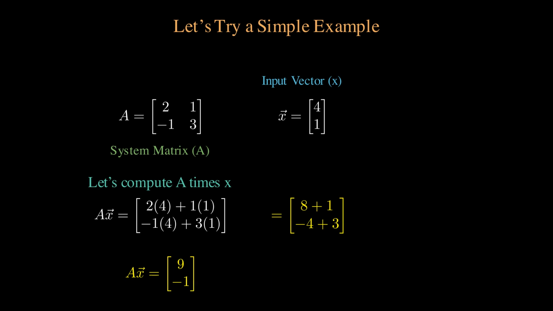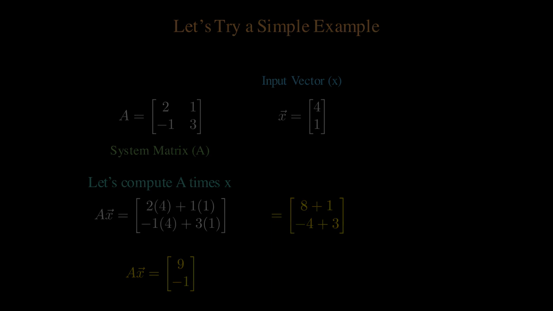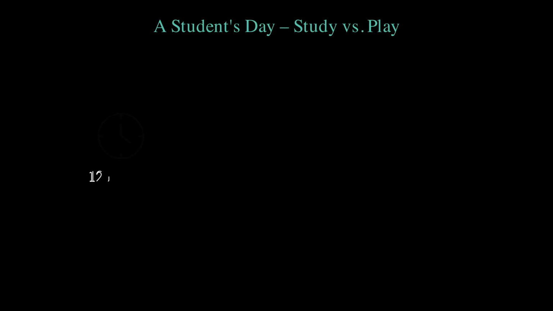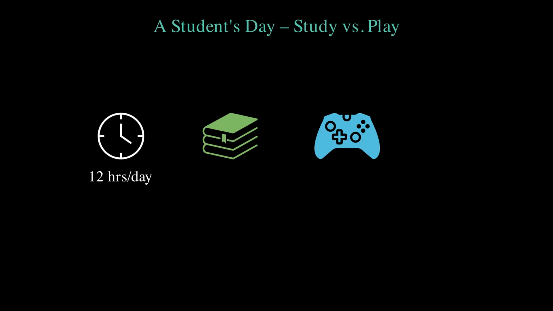Let's understand this with an example. We make decisions every day. How much to work, how much to rest, but behind those choices is a quiet logic. Let me show you. Meet our student. He has 12 hours a day to split between studying and playing. He loves both, but he has to use those 12 hours wisely.